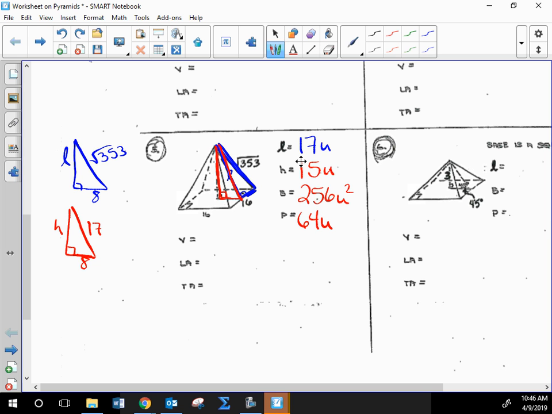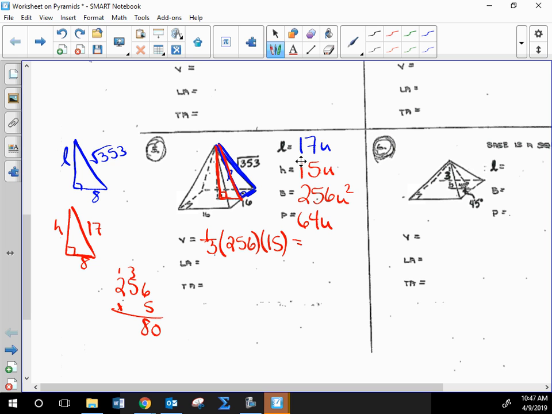All right, so now for volume. What is your volume formula? 1/3 base times height. Thank you, Anna. 1/3 area of our base times our height. What's 1/3 of 15? 5. So 5 times 256. 1,280.